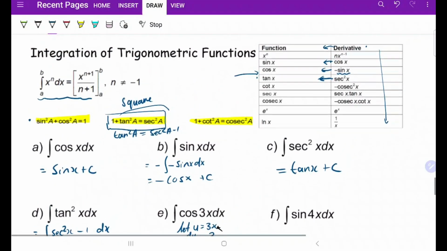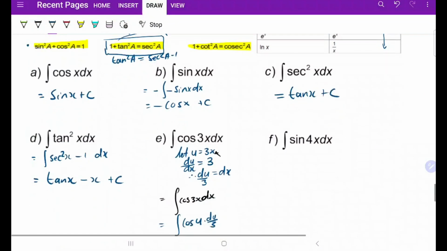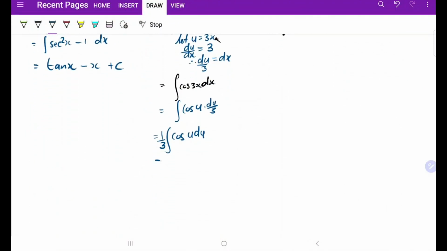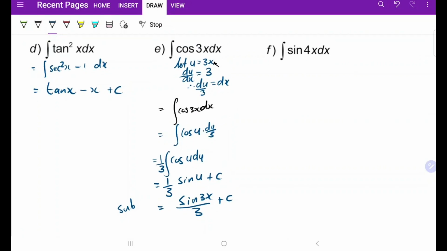Now let's go back to our table. We've got cos. We know that the integral of cos is going to be sine, and therefore we have 1 over 3 multiplied by the sine of u plus the integration constant. And therefore what you want to do is to sub back what u was. So our final answer is the sine of 3x over 3 plus c. So obviously I've gone the long route around this. I just wanted to show you where this comes from.